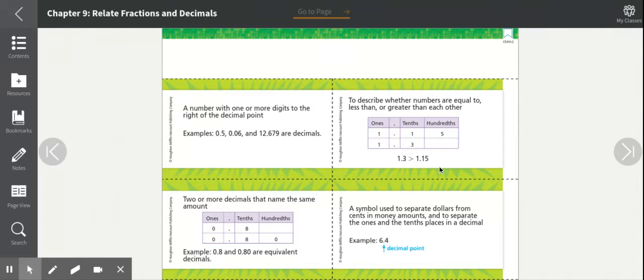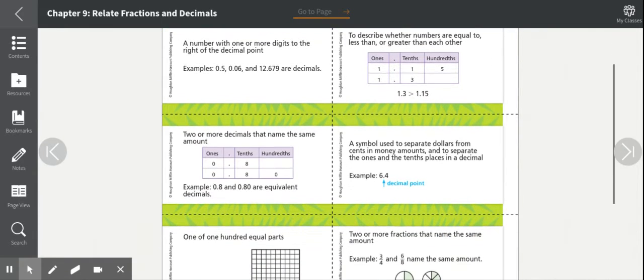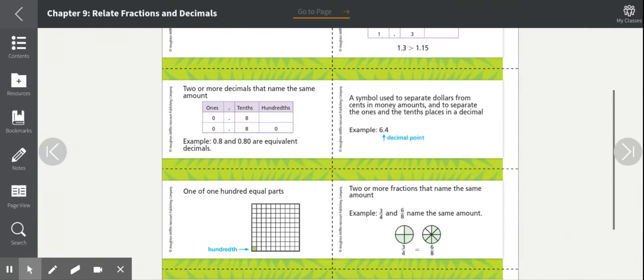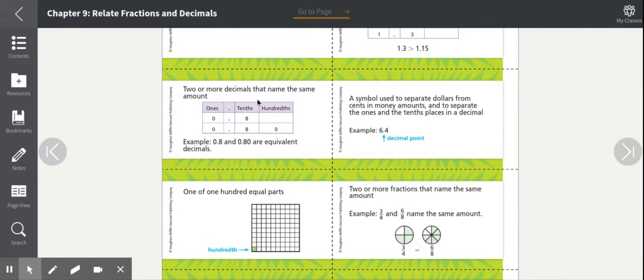This is comparing two numbers, to describe whether numbers are equal to, less than, or greater than each other. You could use a hundredths chart, and I'm going to show you how to do that throughout this chapter, comparing numbers. If you take a look here, we have two or more decimals that name the same amount. They are equivalent decimals, just like how we have fractions that name the same amount. Decimals can do that as well.